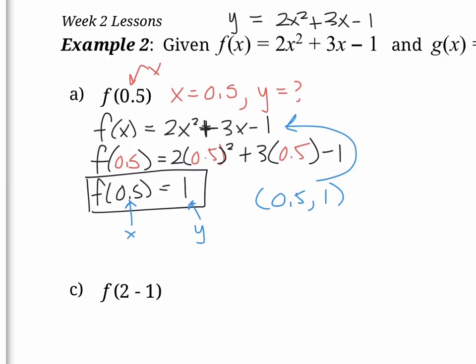Another reminder, because someone will try to do this, this is not times, f times 0.5. So typically this would mean multiplication, but this notation, this function notation, means 0.5 into this function f.